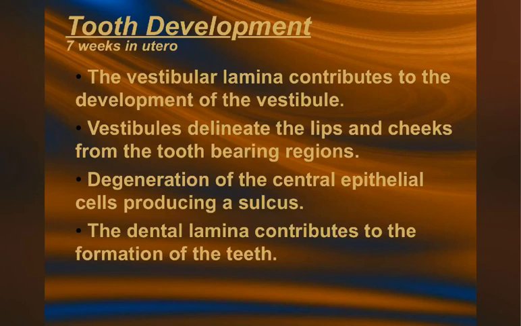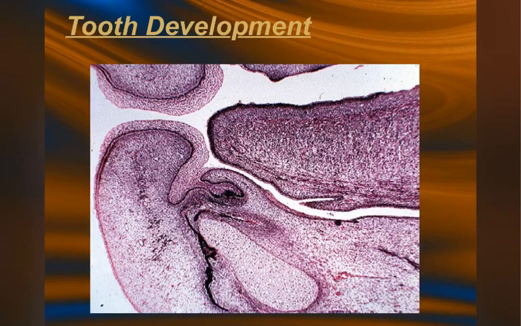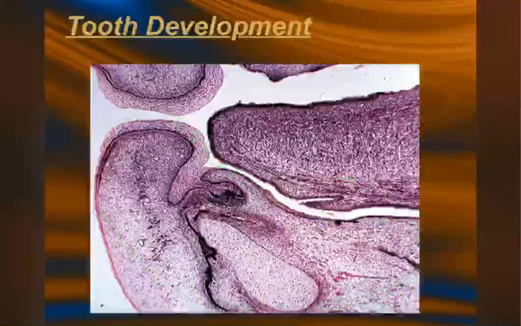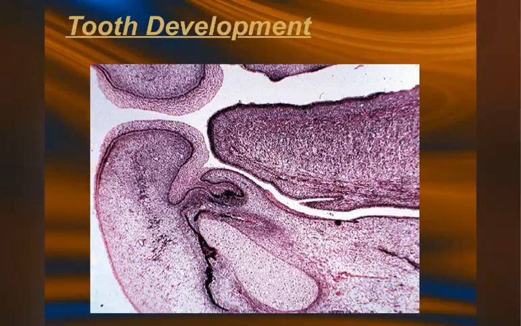The dental lamina contributes to the formation of teeth. Here we are looking at the sagittal section, showing the tongue, the mandibular process, upper lip, lower lip, Meckel's cartilage, and developing mandibular bone.